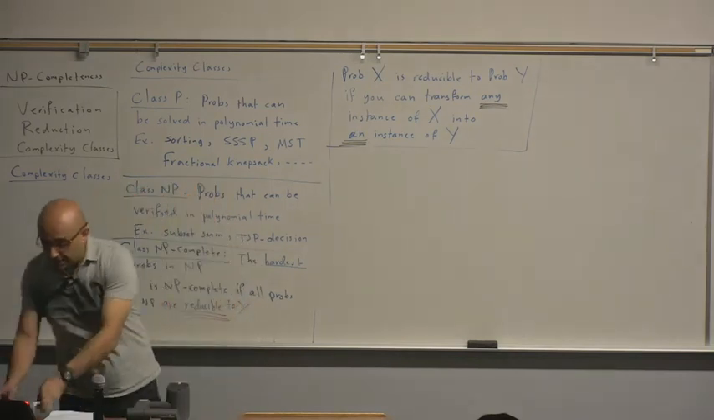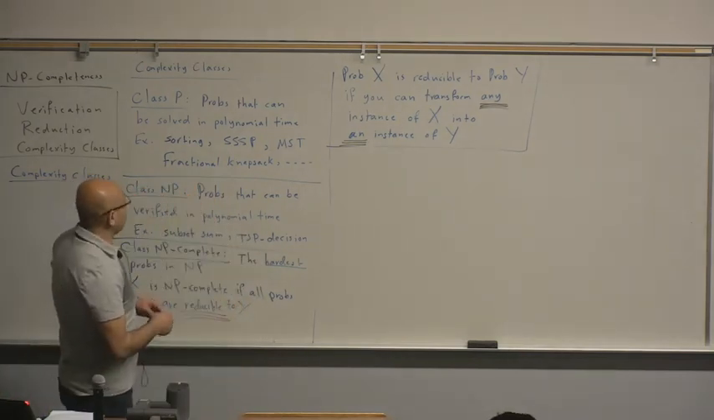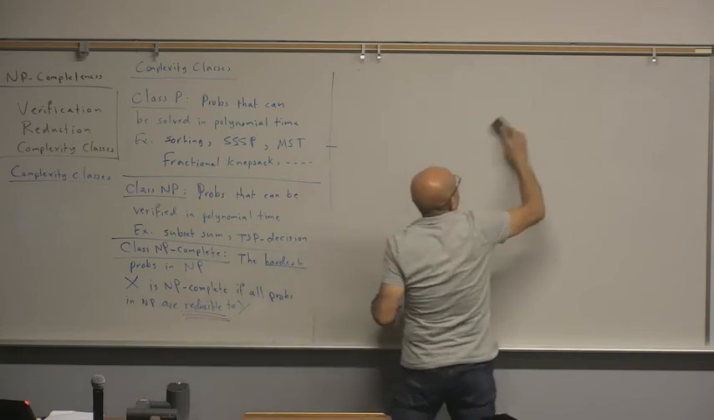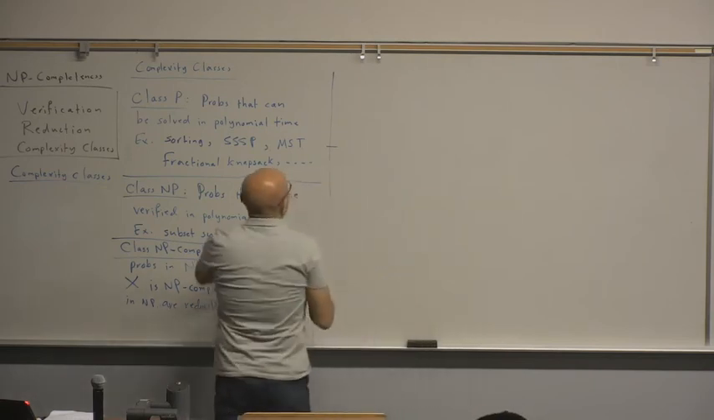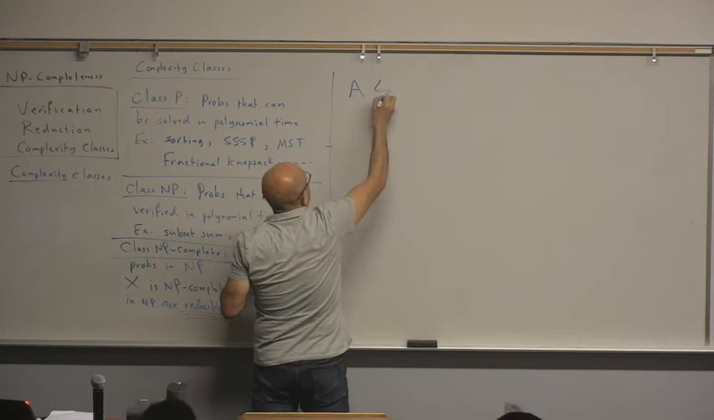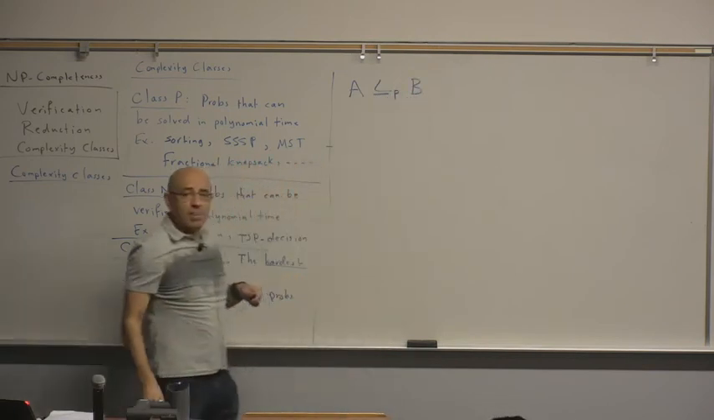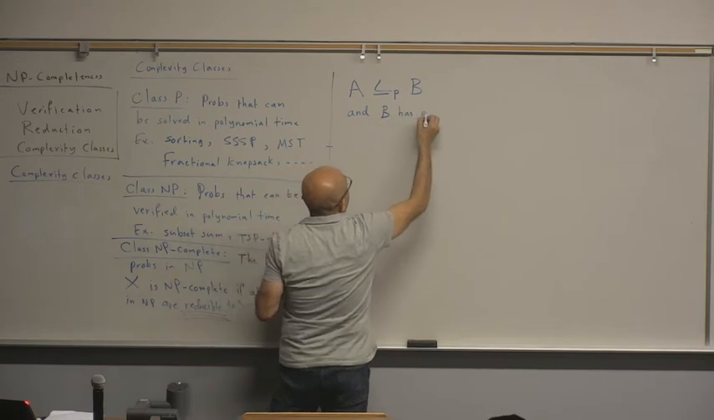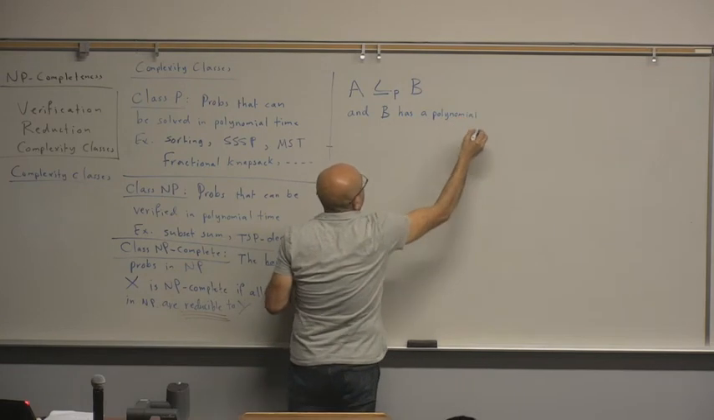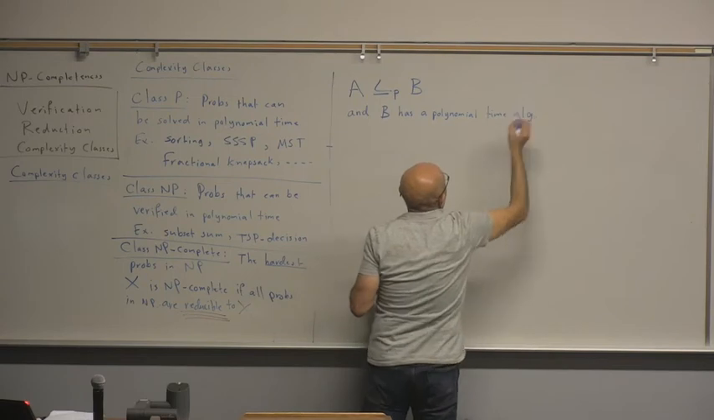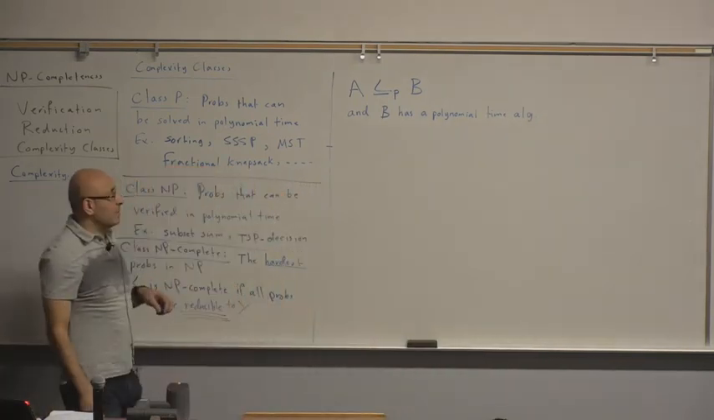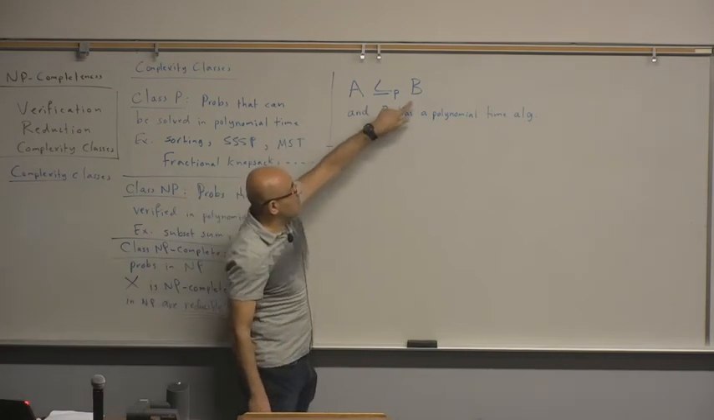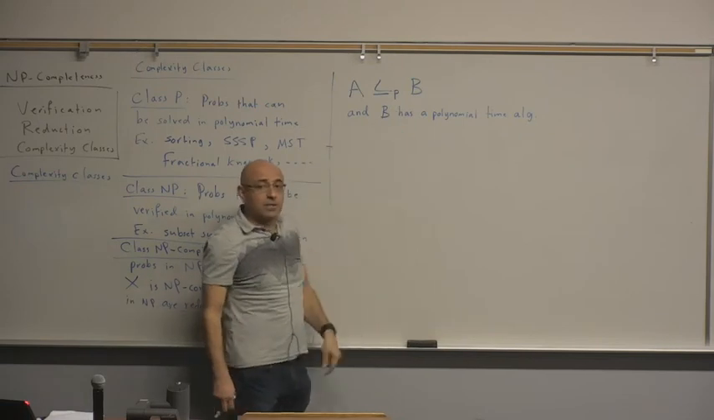Okay? Now let's think in the abstract. What if I tell you that problem A is polynomially reducible to problem B, and B has a polynomial time algorithm? What can you conclude from this? A can also be solved in polynomial time. Yeah, exactly. Because you can transform any instance of A into an instance of B in polynomial time, and then you can use the solver for B to solve A in polynomial time.